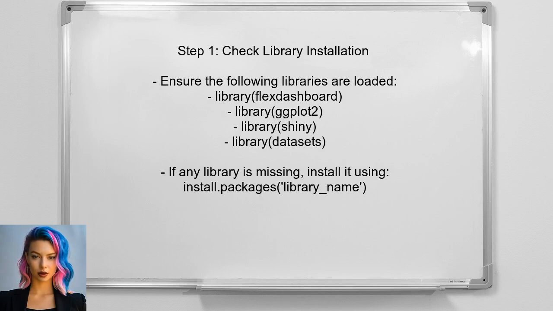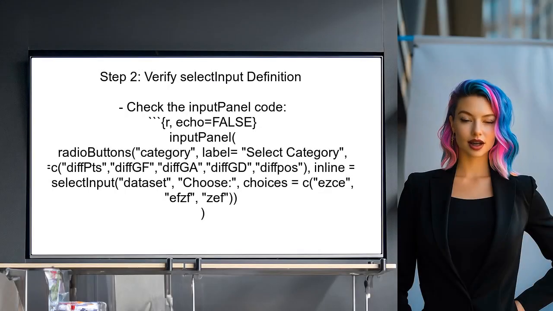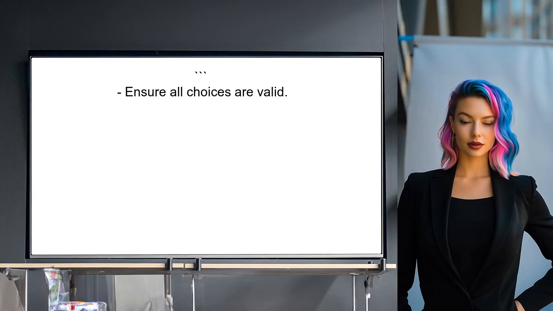To resolve the error regarding the path for HTML dependency, the user should first ensure that all necessary libraries are correctly loaded in their R Markdown document. This includes checking that the Shiny library is properly installed and loaded. Next, the user should verify that the select input function is correctly defined within the input panel. It's important to ensure that the choices provided are valid and that the input panel is properly formatted.